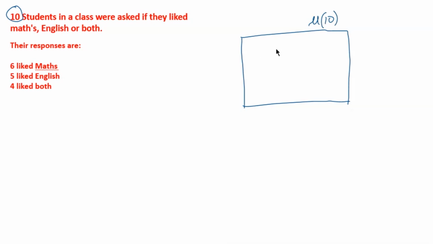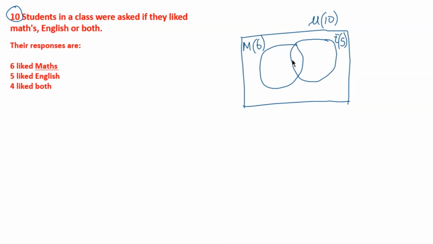Now the next thing we need to do is to draw two circles, right? So these circles have to be overlapping also. Now what we need to do is, the first circle will be denoting the number of students that like maths. So M is maths, right? And we have 6 students loving maths. The second one is English, right? And we have how many students? We have 5 students that love English.